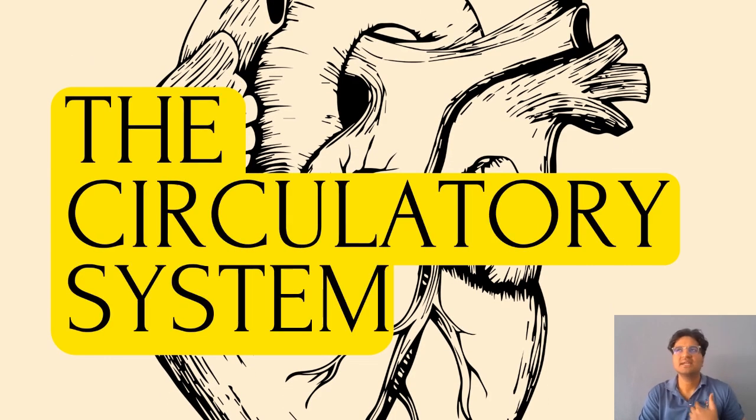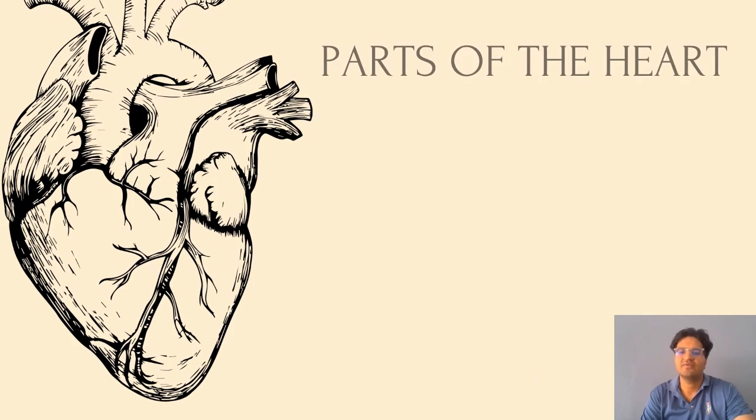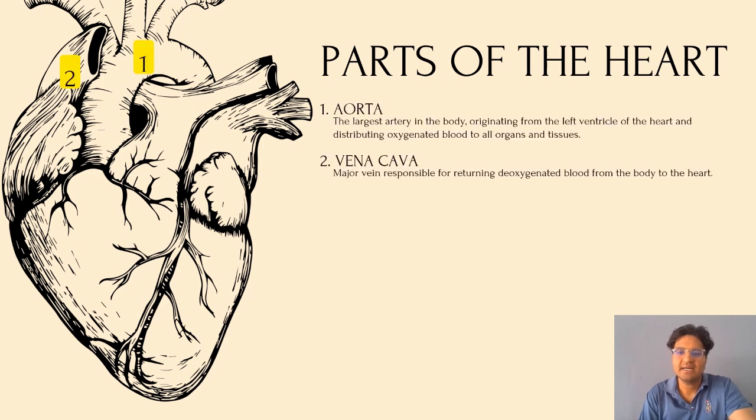The next one we have is the circulatory system, circulation. Circulation is when our blood circulates from the heart, going out from the left and coming back from the right side. So, the parts of the heart.